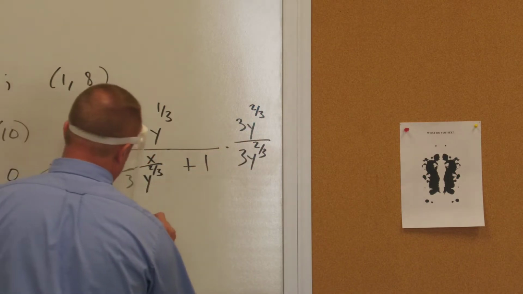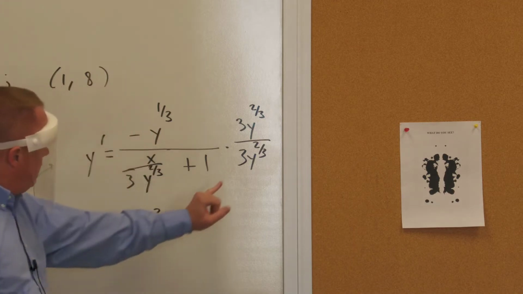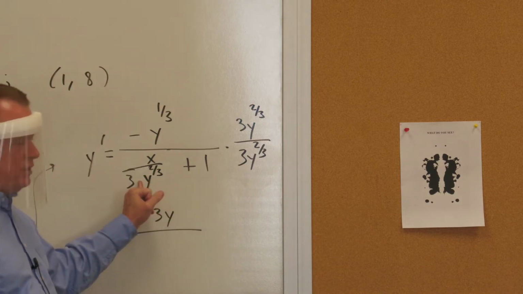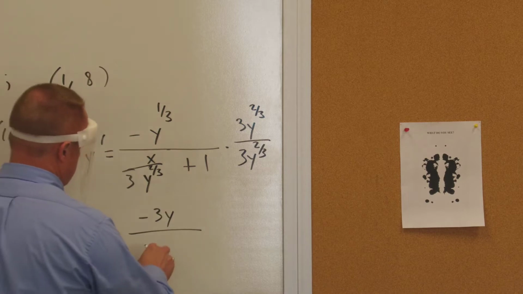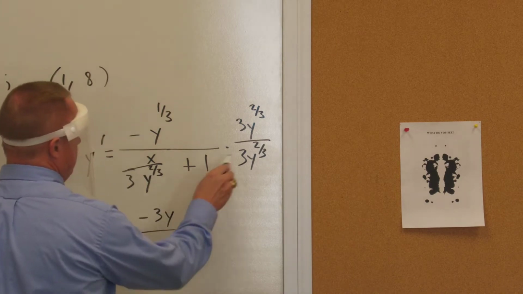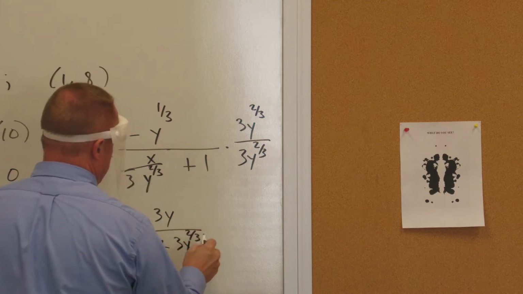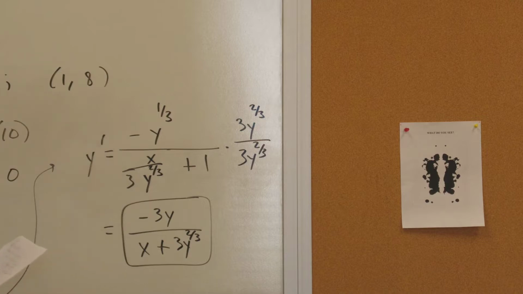So negative 3y over, on the bottom when I multiply this times the first fraction, the whole denominator cancels. I just have x. And then 1 times that will be 3y to the 2/3 power. So that would be a good reduced form for my derivative. Okay? Any questions about that?